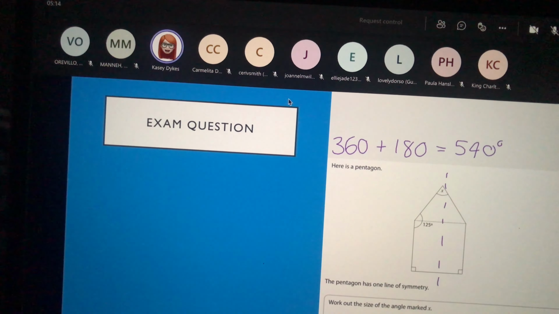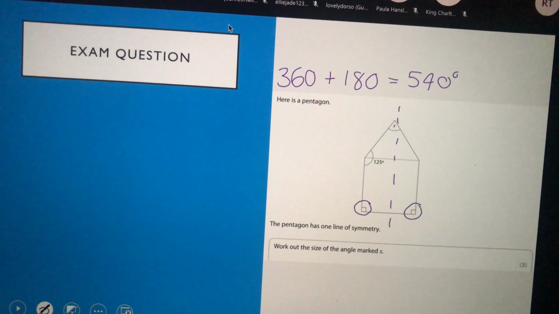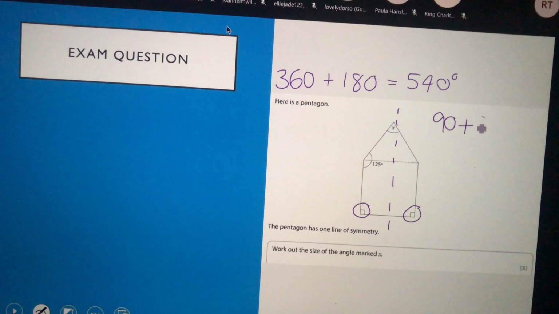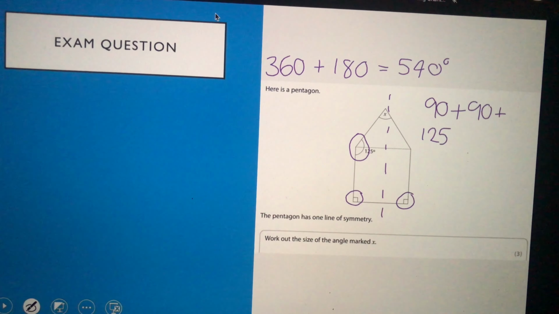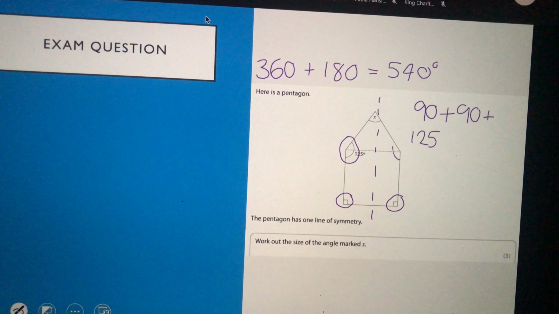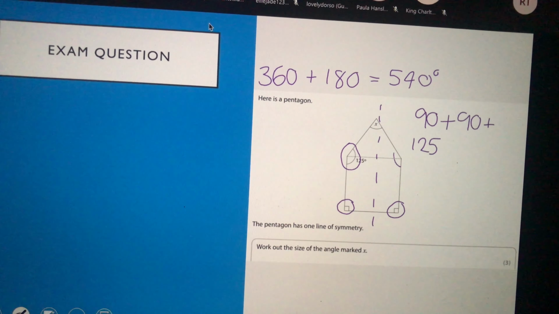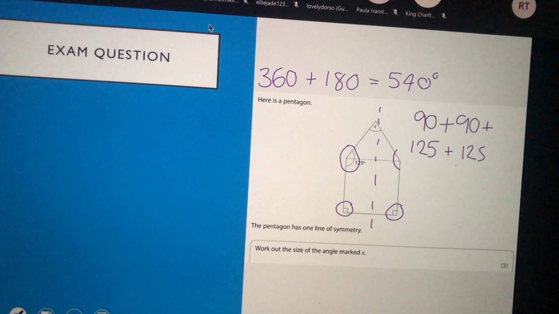Then what we can do is take away, like you were just saying, the angles that we know. So we've got our two right angles at the bottom are 90 degrees each. We've got 125 degrees here. What's the size of this angle on this side? 125. Yep, it's also 125, good, because it's the mirror image.